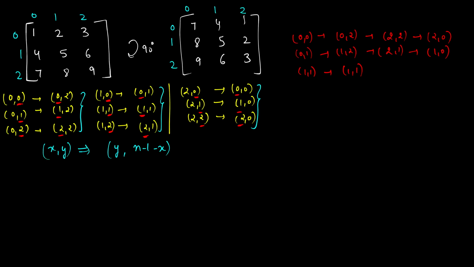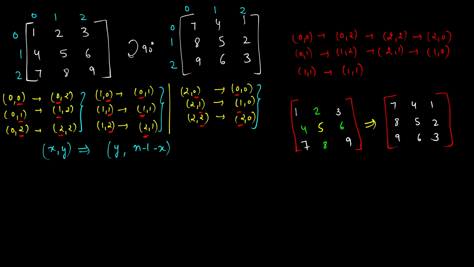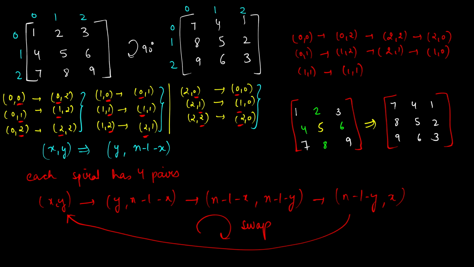So in this example of a 3 cross 3 matrix, we observe that there are 2 spirals, and if we start with some element x comma y, it becomes y comma n minus 1 minus x. Then y comma n minus 1 minus x becomes n minus 1 minus x comma n minus 1 minus y, because the y coordinate becomes the x coordinate of the next element, and similarly the pattern is formed. In each spiral there will be 4 pairs, and if you store the last pair, that is n minus 1 minus y comma x, in a temp variable, and you keep on replacing the elements and swapping with the help of the temp variable, we can rotate the matrix in place.